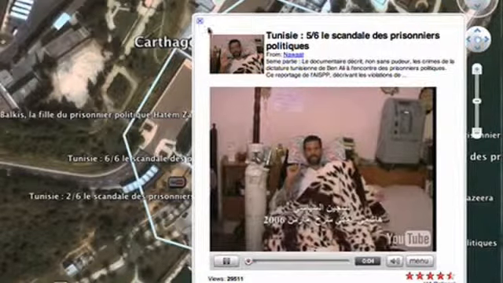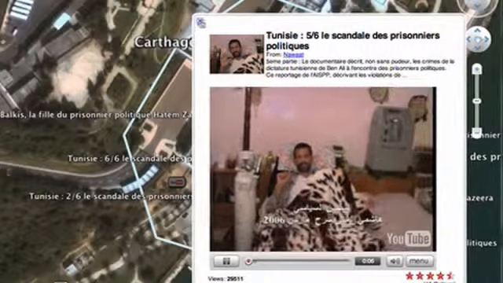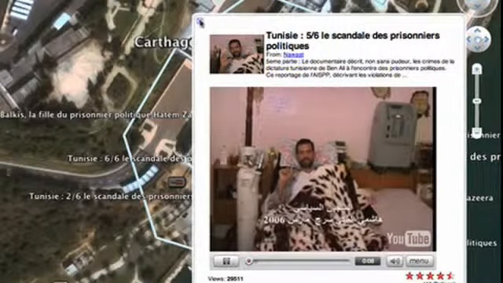You will find two sides of Tunisia, the touristy side of Tunisia, about the big history of Tunisia, and on the right side, information about the recent Tunisia, the modern Tunisia of human rights abuse.